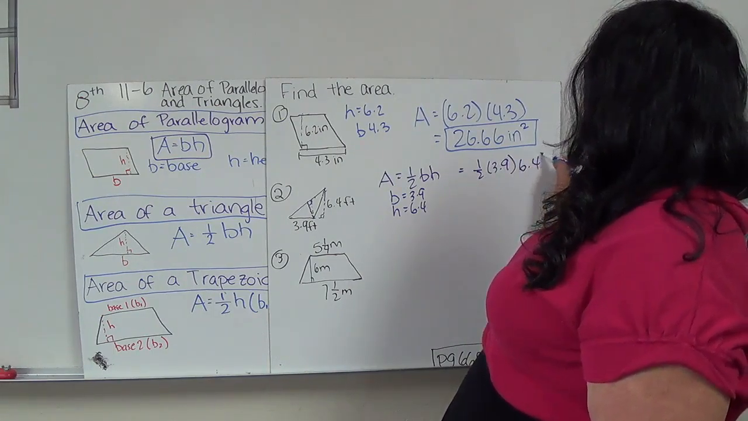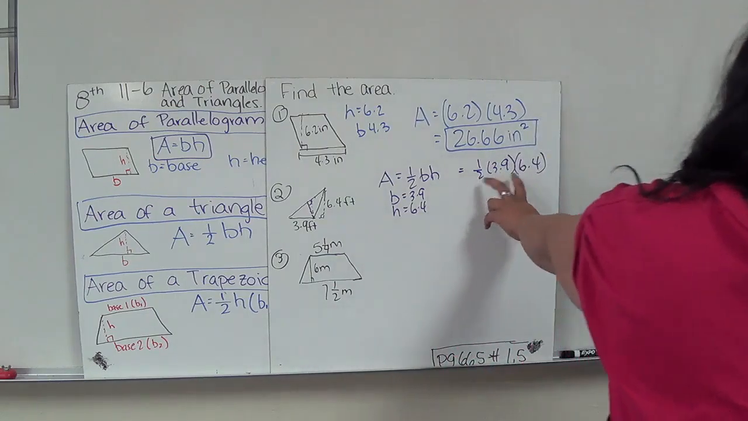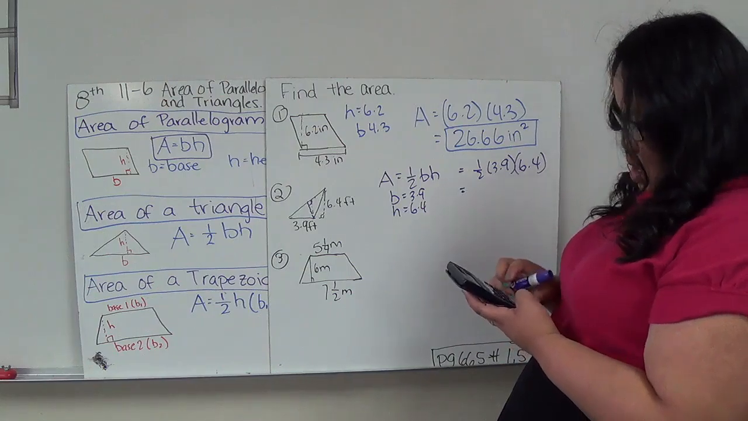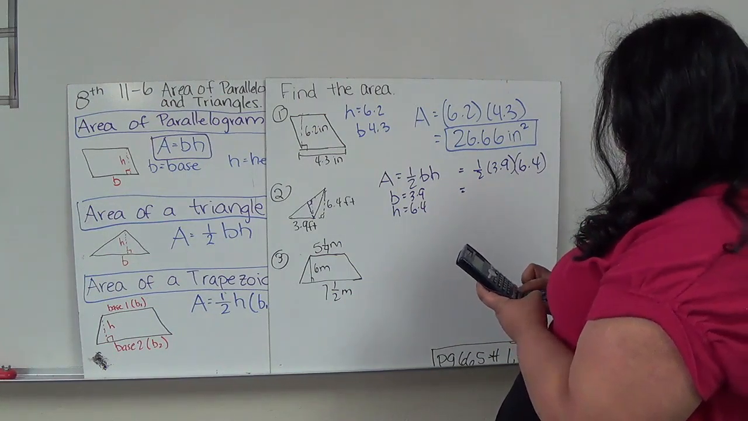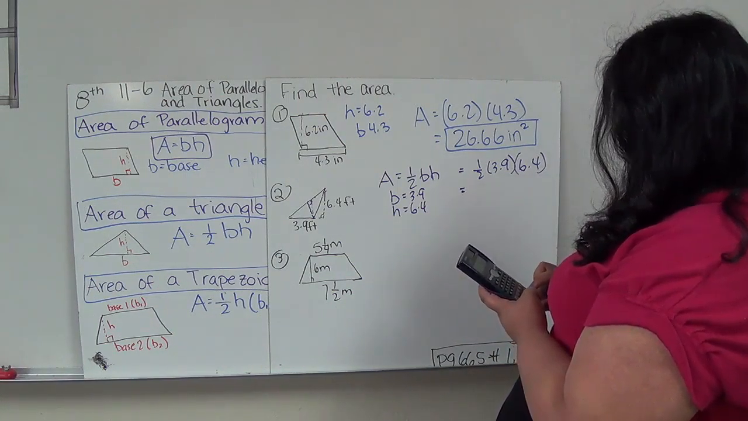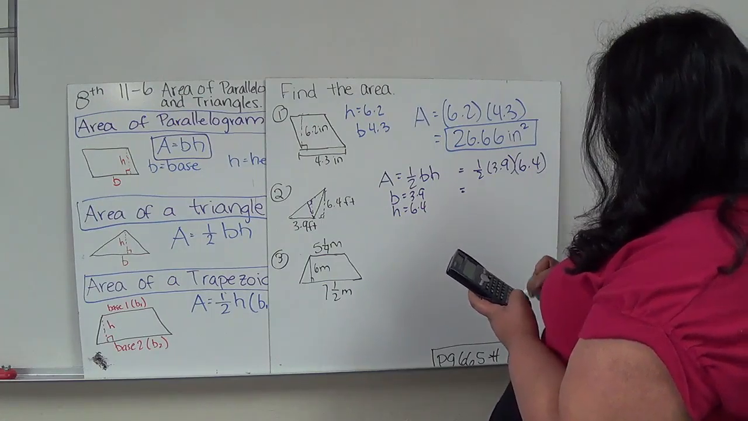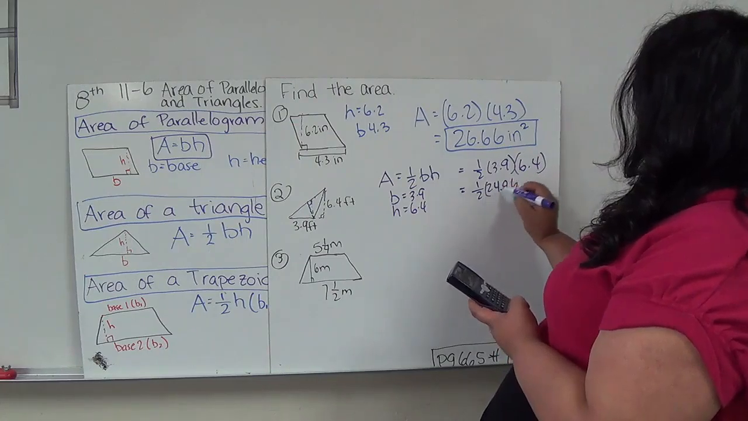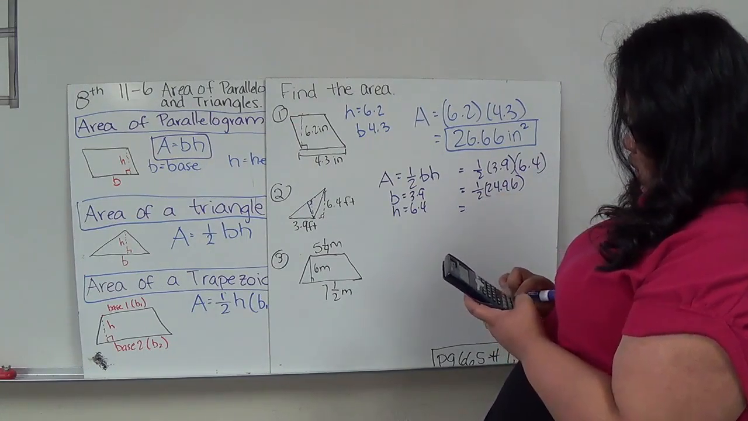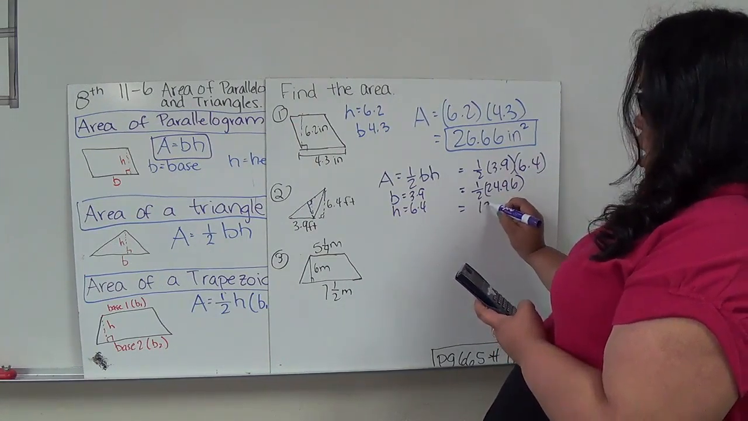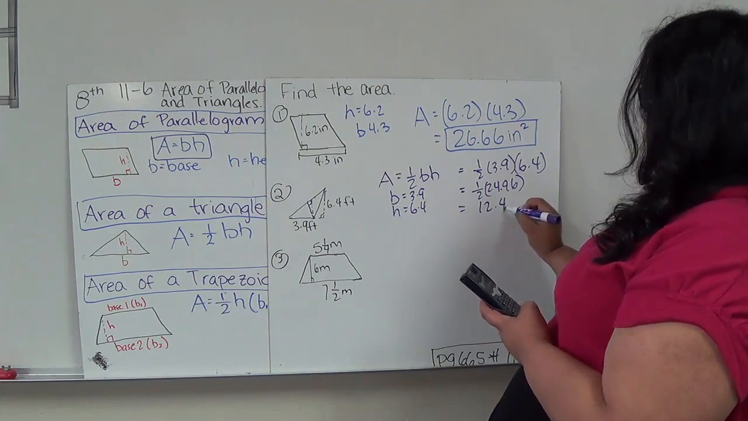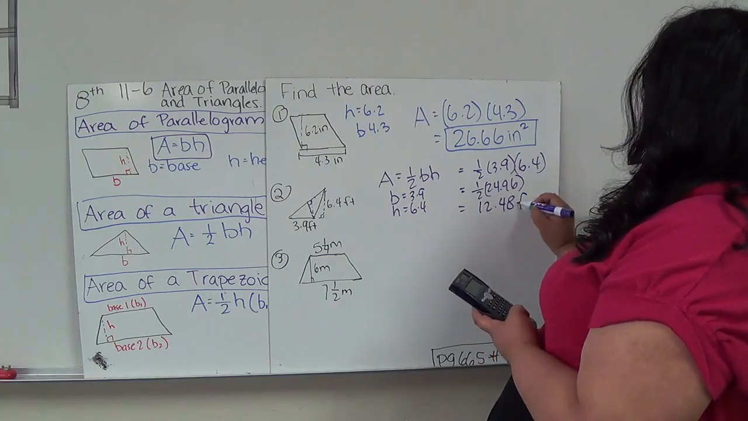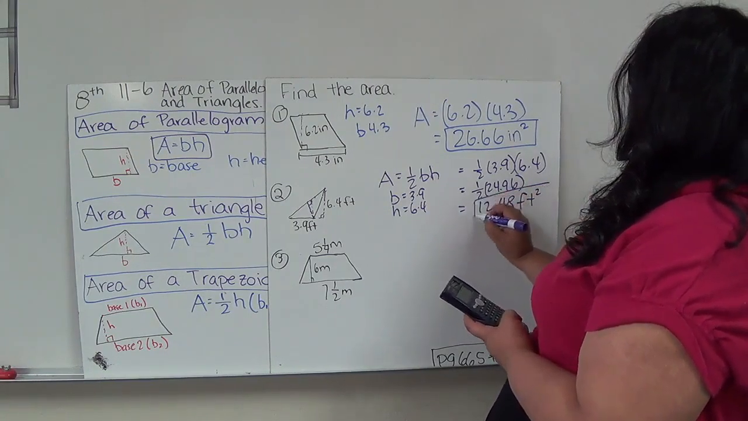Because it's multiplication, it doesn't matter which I do first. I can multiply these two together first or these two together. I'm going to multiply these two together first. So 3.9 times 6.4 gives me 24.96. And then I divide that by 2. I have 12.48. Again, I'm dealing with area, so this is going to be feet squared. Don't forget that squared.